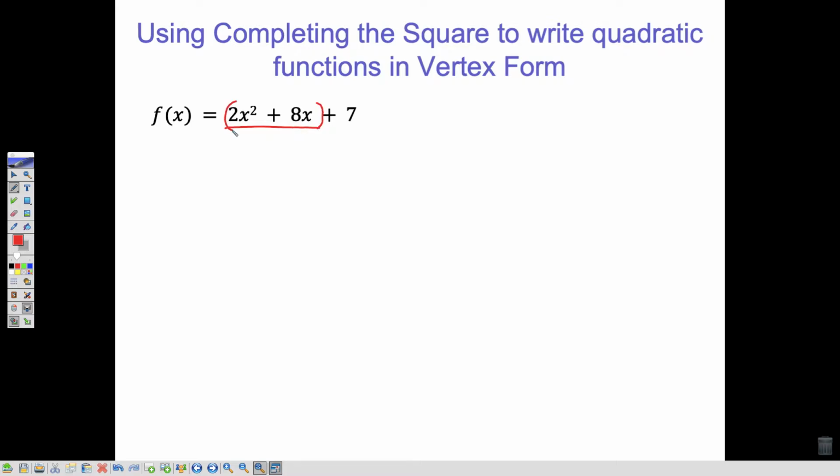That 7 is just kicked out. We're not going to do anything with it right now. I need 1 as my leading coefficient, so I have 2x squared plus 8x. How can I get rid of that 2? How can I get it out of there? What process? Factoring. Thank you. I factor out a 2, and I have x squared plus 8x, and I'm leaving a gap.